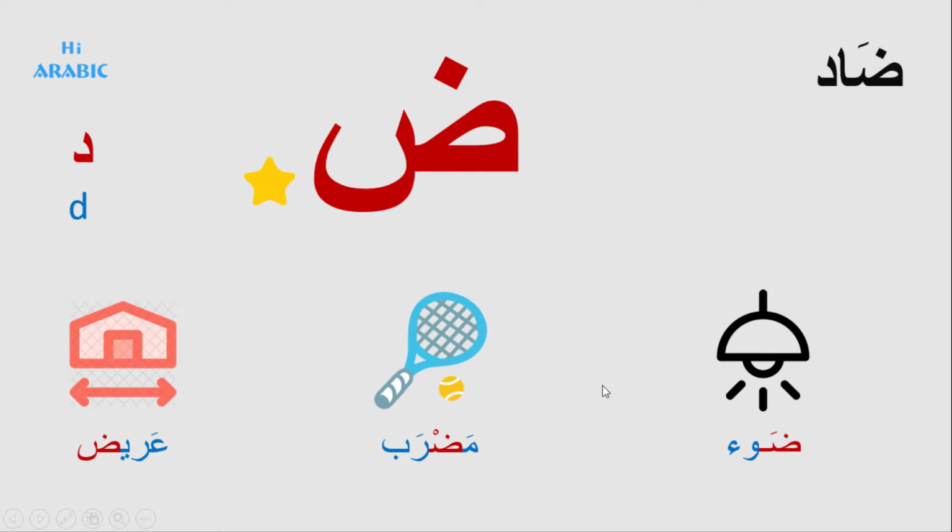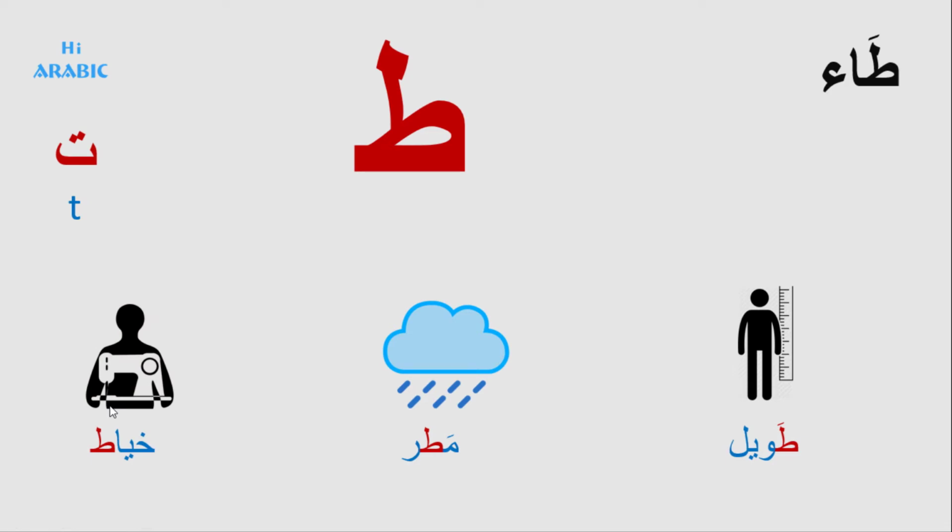Okay, dow, dow, dow, dow. Madrab, madrab, madrab, madrab. Arid, arid, arid, arid. Okay, now I will say the words again and you repeat after me. Daw, madrab, arid.